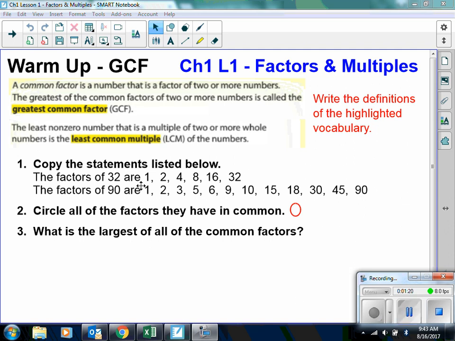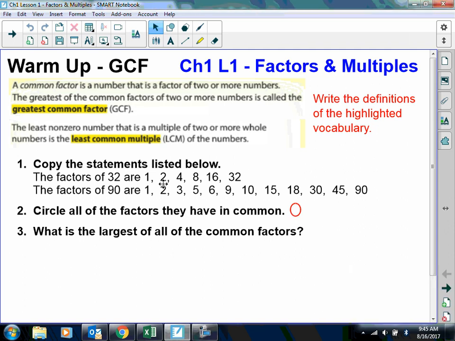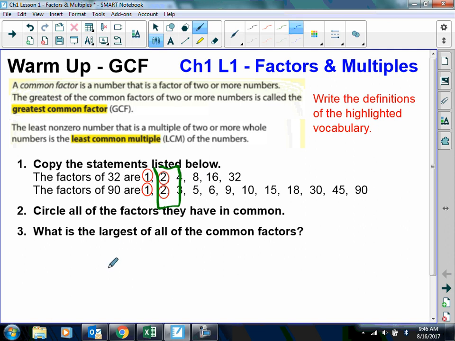So here, number 1 says, copy the statements listed below, and then we're going to follow the directions here. So these are the factors for 32 and 90. Now we're going to circle all the factors that they have in common. So we can see that we've got 1s in common. We've got 2s in common. Anything else? Nope, nothing else. Now the third question is, what is the largest of all of the common factors? The largest is 2. That's the largest. So that tells me that my GCF is equal to 2.